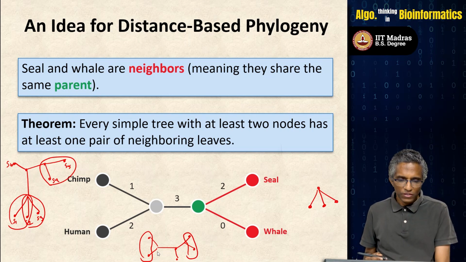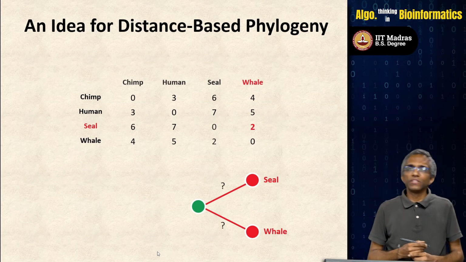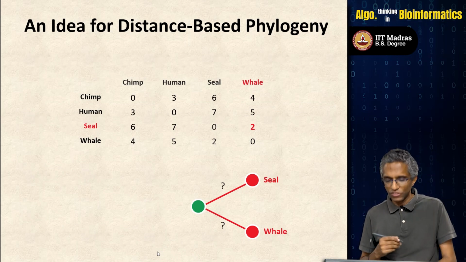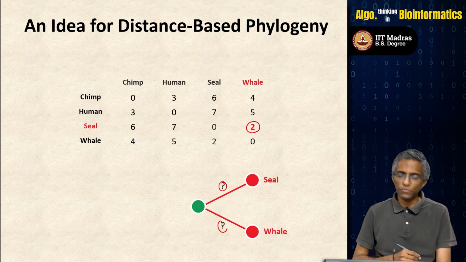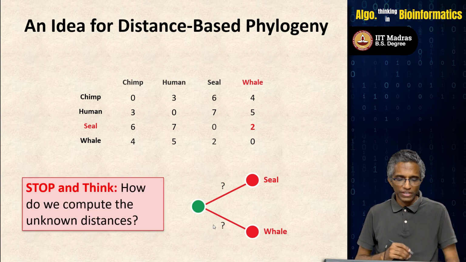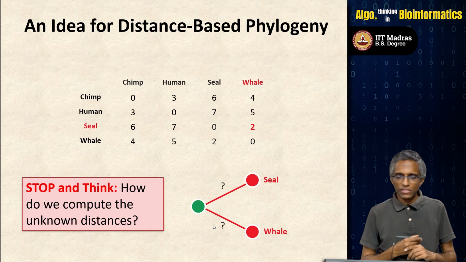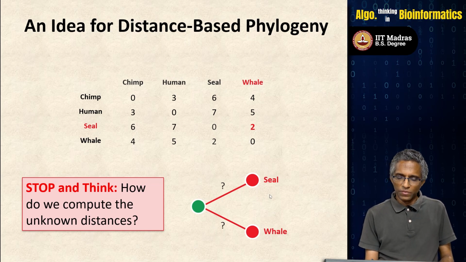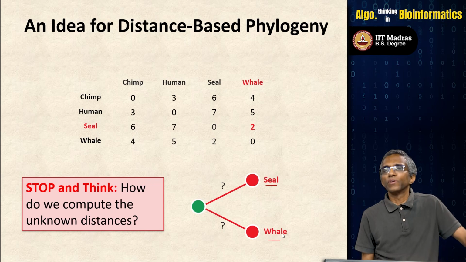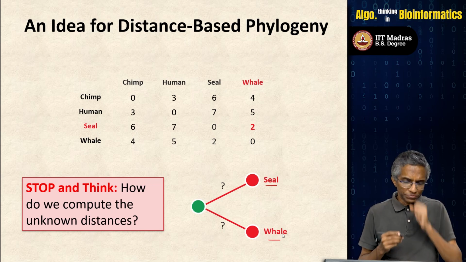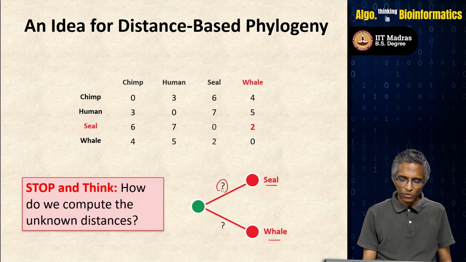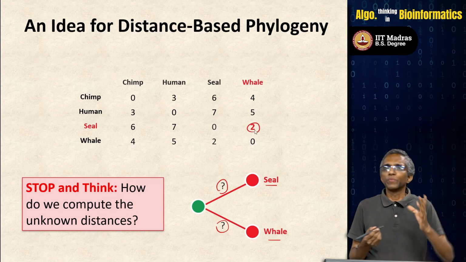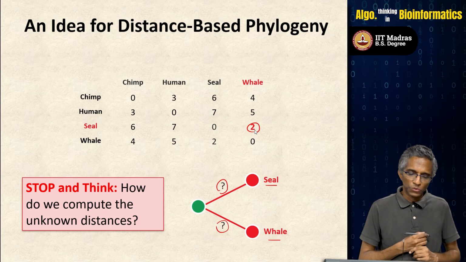Okay. So, because we know that there is always one cherry, let us just go ahead and pick that cherry, figure out the cherry. But once you have this, we need to figure out what are these values here. Let us not put them yet, but how can we compute these unknown distances? These distances will depend on the distance of seal and whale to the other organisms in the tree. So, without looking at other entries of this distance matrix, we will not be able to fill these things. We just know that this plus this will be equal to 2, but we need some other information to figure it out. But think how we can do that.